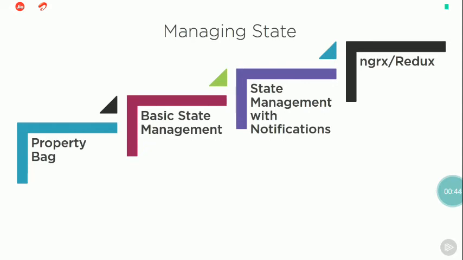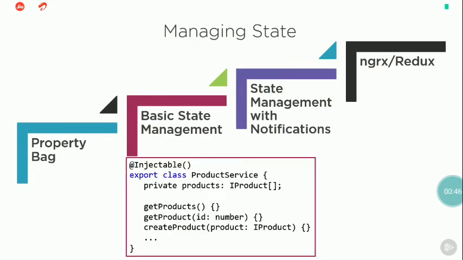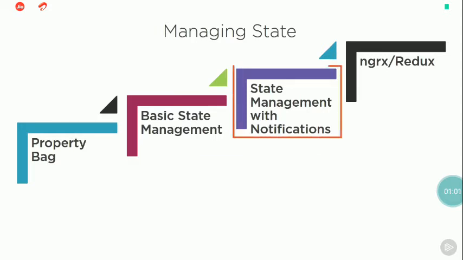Recall from the last module that we built a basic state management service. That service retrieves, manages, and stores state values, in addition to sharing those values with our components. However, it does not provide explicit change notifications. Now we'll move up the complexity scale and add notifications to our state management service.